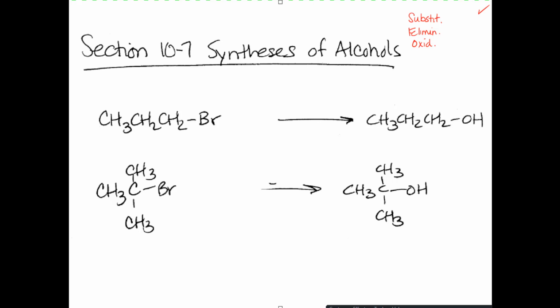Okay, so whenever you're looking at these kinds of reactions, let's take a look at what goes on. Elimination reactions tend to form carbon-carbon double bonds, from last semester. Oxidation reactions tend to either lose hydrogen or gain oxygen. Well, neither one of those fit in this case. What am I doing? I'm substituting OH for Br in both of these cases. So these are substitution reactions.